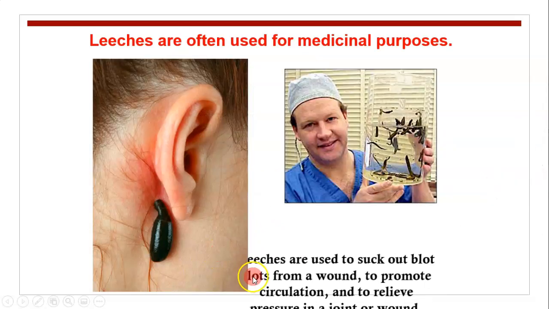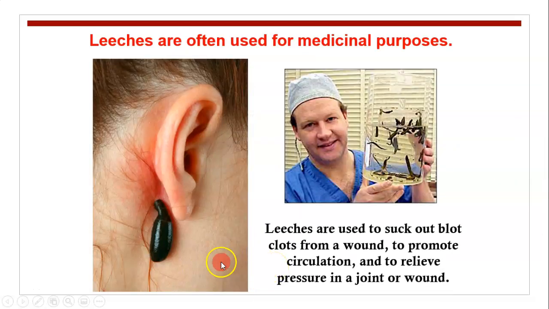Leeches still to this day actually have medicinal purposes. They still use leeches to suck out blood clots from a wound, which will help promote circulation in that wound. It can also be used to relieve pressure in a joint, or keep a wound from permanently scarring. And so they use leeches to really increase the blood flow to an area so that healing can happen at a more rapid pace.